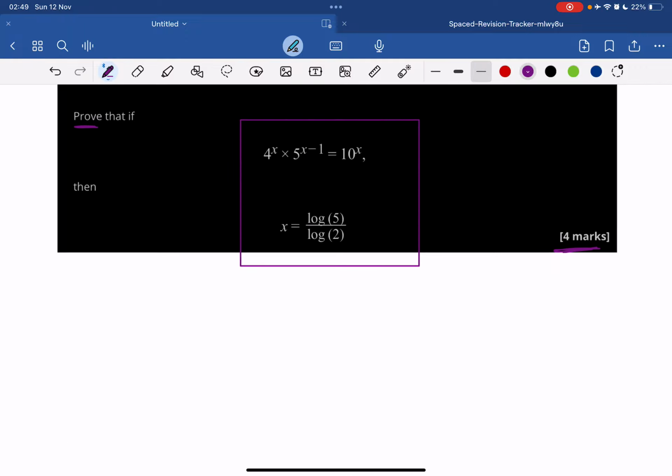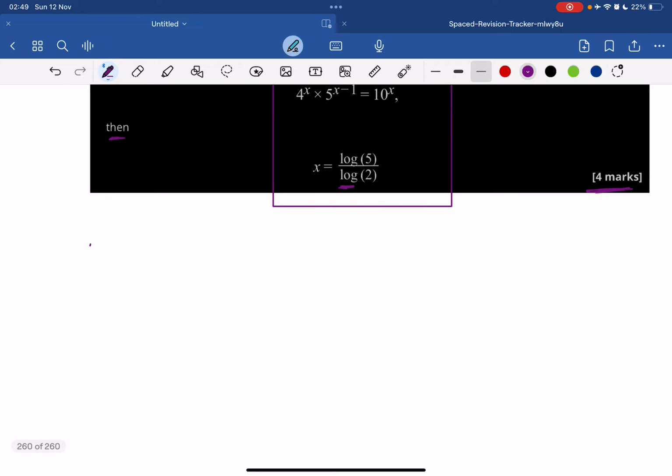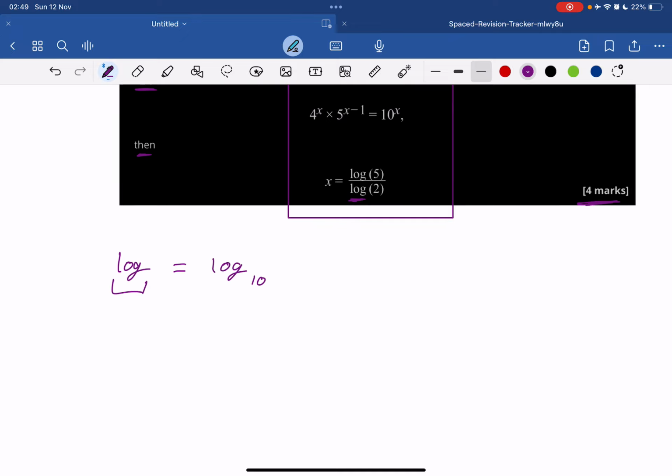Now, the first thing I notice is that what we have to prove is in the form log. Log, if you didn't know, means log base 10. This is because log on its own is one of the most common bases there is. So whenever you see this log, you should instantly think log base 10.